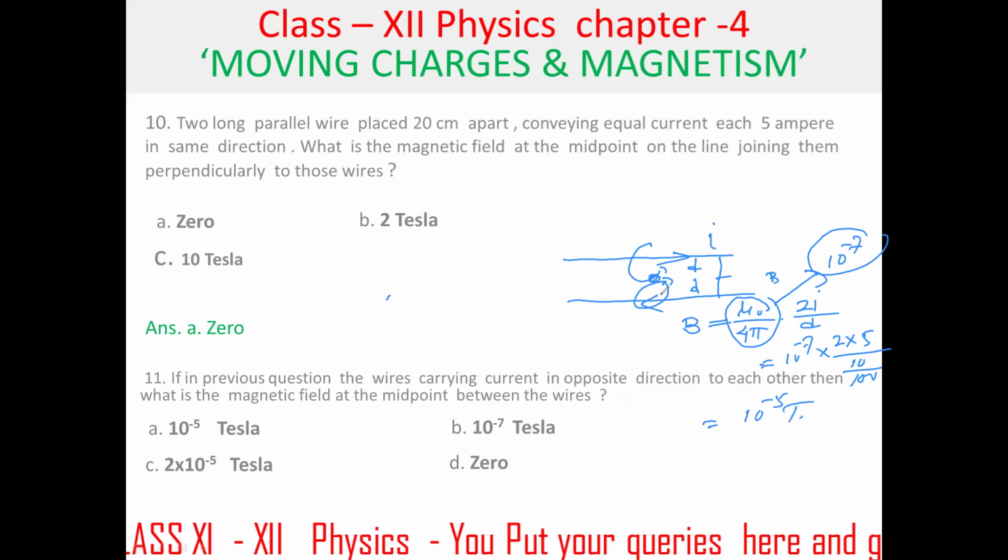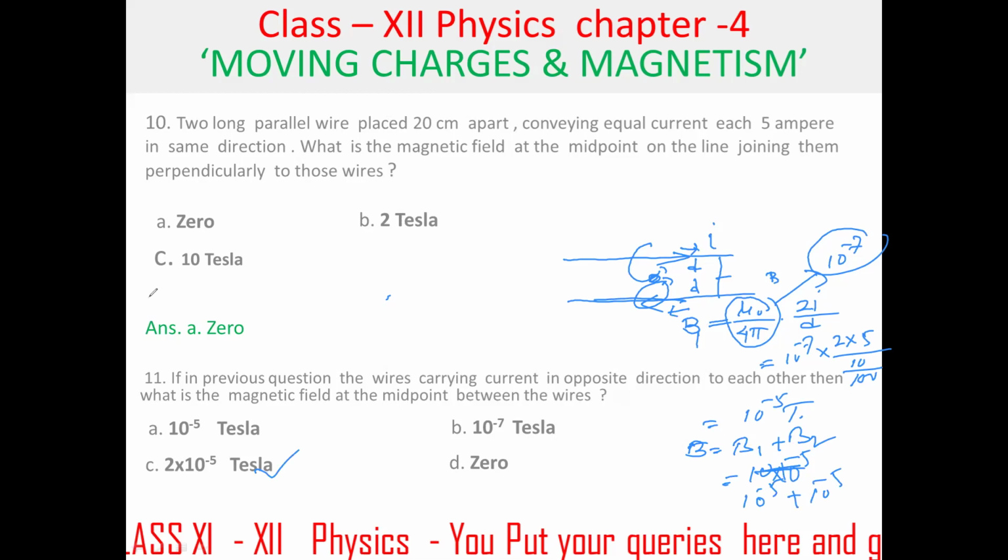And here again there will be a field because of this current, so this will be added up. So total B would be, if B1 is for this current and B2 for this current, then B1 plus B2 would be 10 to the power minus 5 plus 10 to the power minus 5, it will be 2 into 10 to the power minus 5. Okay, so this will be the answer. So hope this is clear to you.